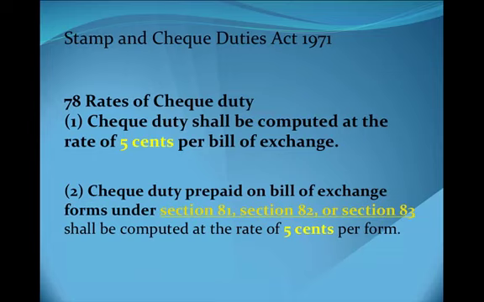Section 78 says rates of cheque duty. Cheque duty shall be computed at the rate of 5 cents per bill of exchange. Okay, that's all. You put a 5 cent stamp on it.